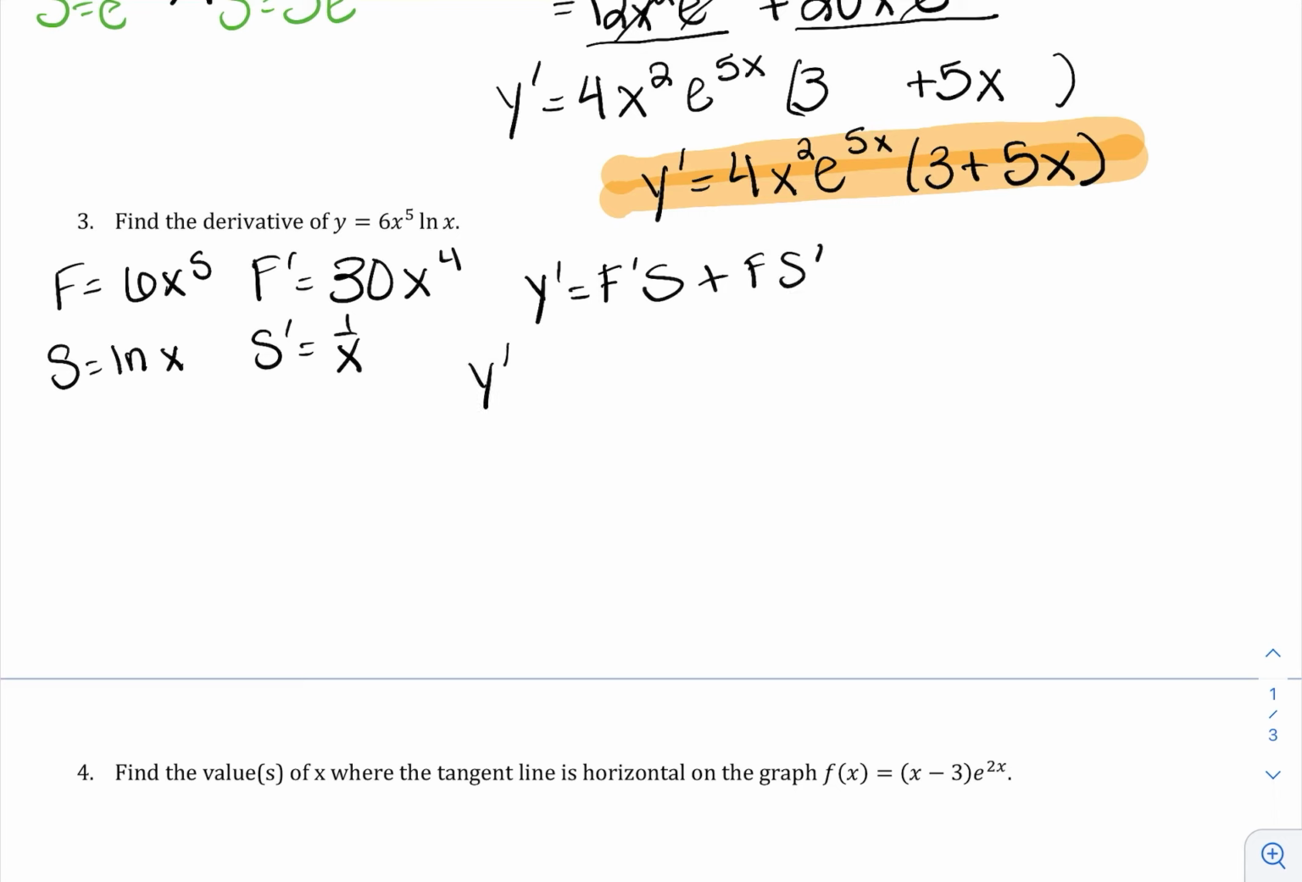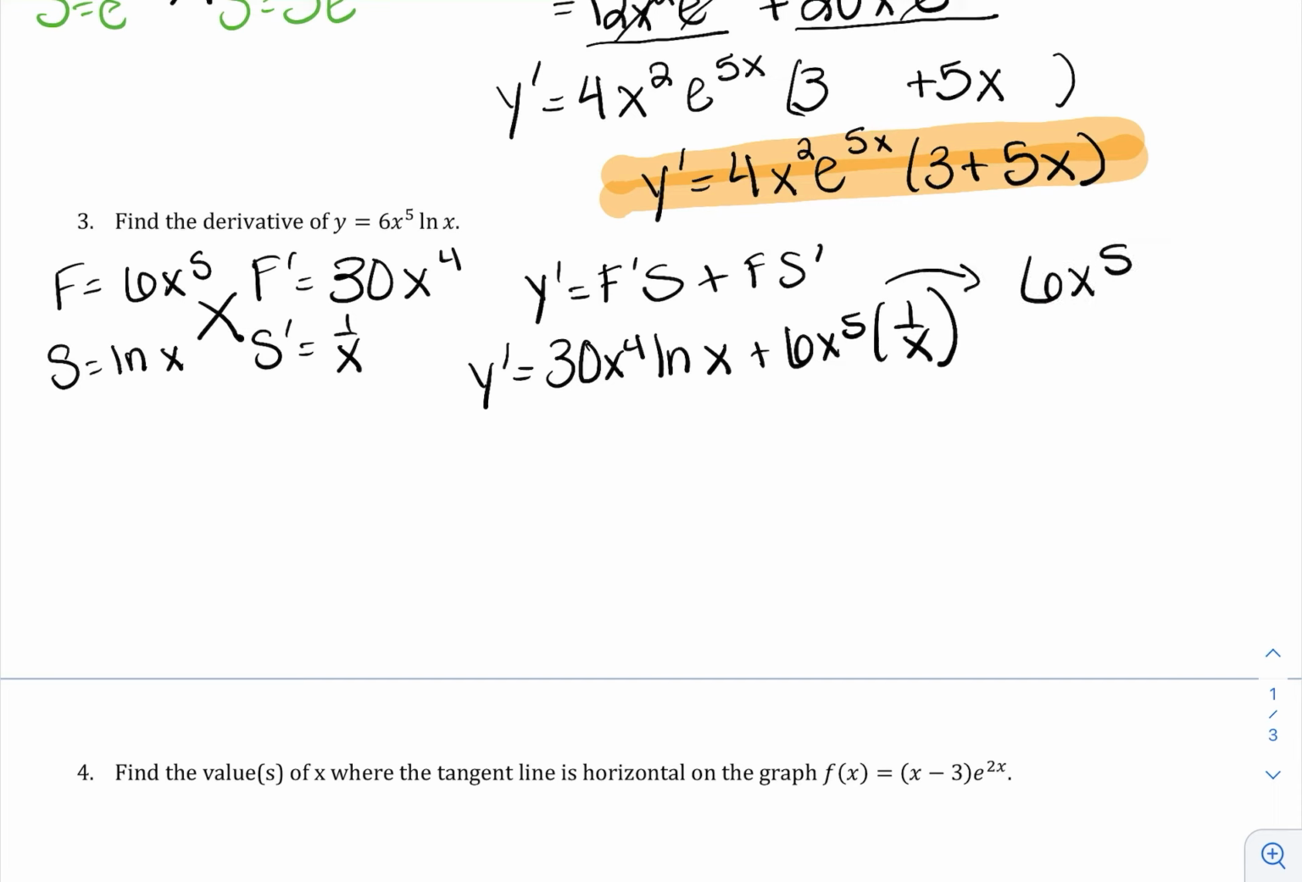So y prime equals, cross cross, 30x to the 4th ln of x plus 6x to the 5th, 1 over x. But that means that in the second term, what this is right here, I'll write on the side, is 6x to the 5th over x. So this x is going to cancel out with one of these x's. So I have y prime is equal to 30x to the 4th ln of x plus 6x to the 4th.